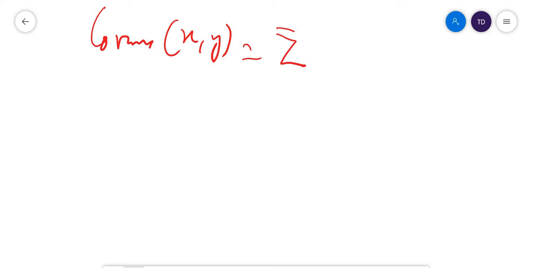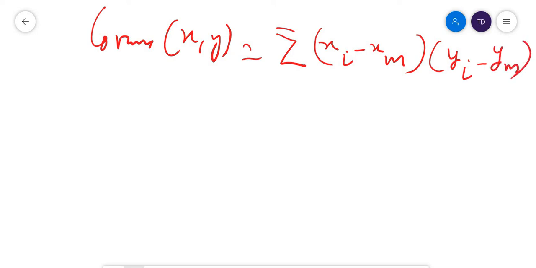The covariance between two variables x and y is sigma xi minus xm, where xm is the mean value and xi is the individual value, into yi minus ym, where ym is the mean value, the whole divided by n. This is for a population. For a sample, instead of n we will put n minus 1. There is another video on population and sample. Please watch that, then you will get a better idea. These are all simple concepts in statistics. So this is the equation: sigma xi minus xm into yi minus ym, the whole divided by n.